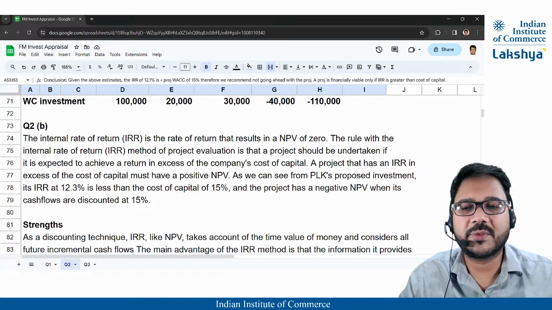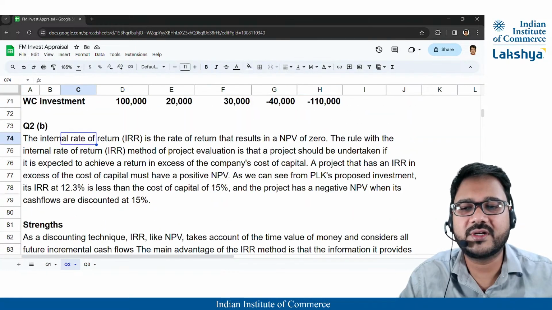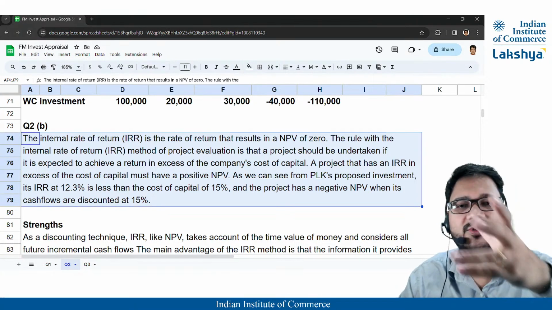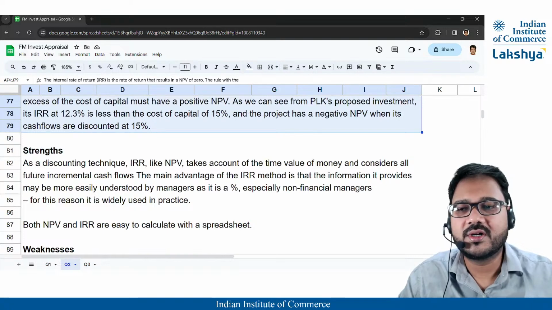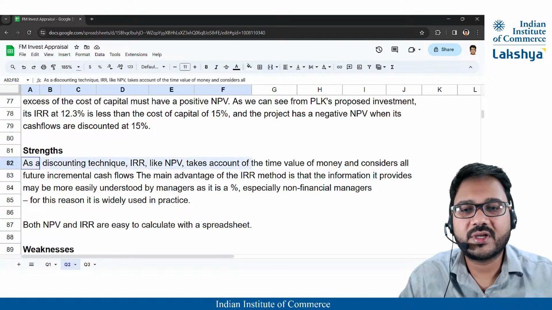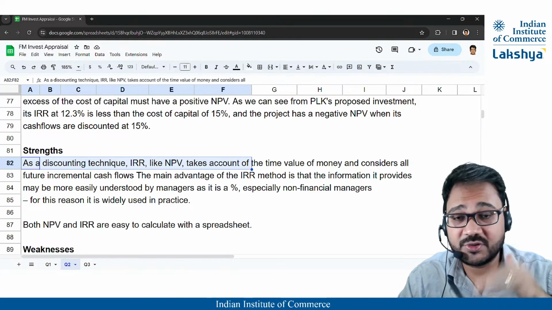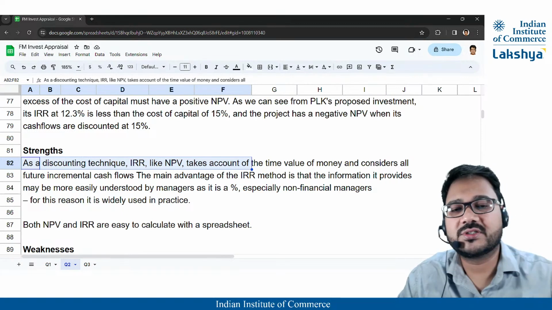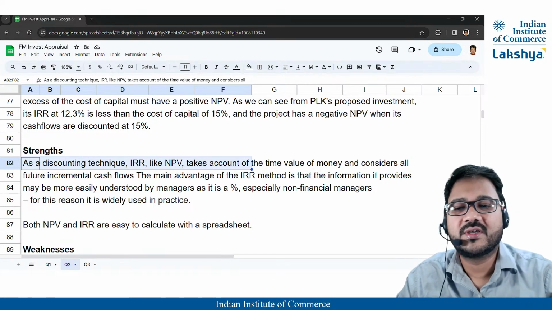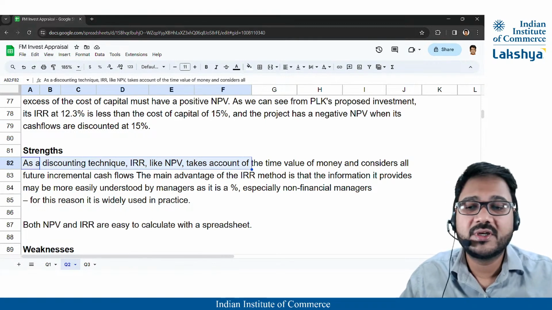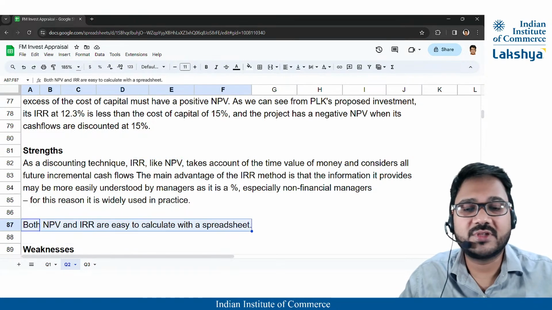They have asked us about the strengths and weaknesses of IRR. So, write a little bit about IRR. Okay. You can probably relate IRR to this particular case also. Then we highlight the strengths of IRR, that IRR and NPV take time value of money into account and consider all the future incremental cash flows. The main advantage of IRR is that it is easy to understand because it's a relative measure, it's a percentage, especially for non-financial managers. So therefore, it is widely used and it's easy to calculate using a spreadsheet.